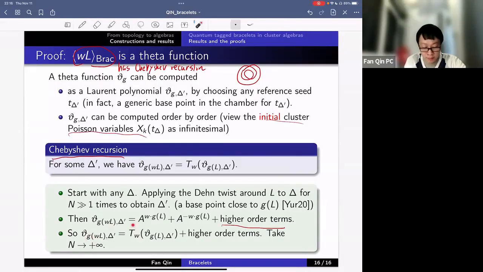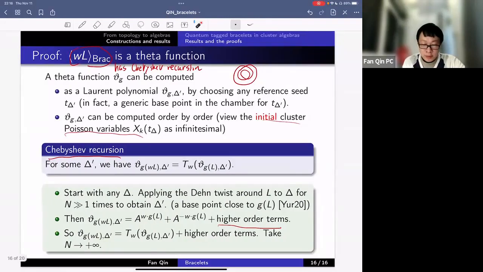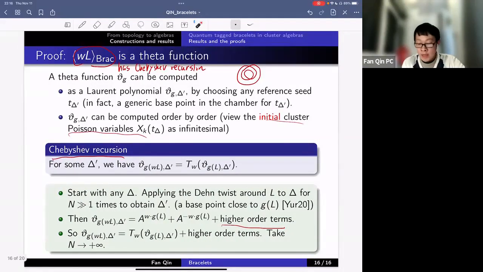And now by this formula, you see immediately that this theta function is, more or less, the Chebyshev polynomial of degree n of the winding number 1 theta function, modulo some higher order terms, right? Now you take n to infinity, you get the equality, because you know that both of them are Laurent polynomials. So yeah, this is how we do it for this proof, and I skip the rest of the proof, and thank you for your attention.